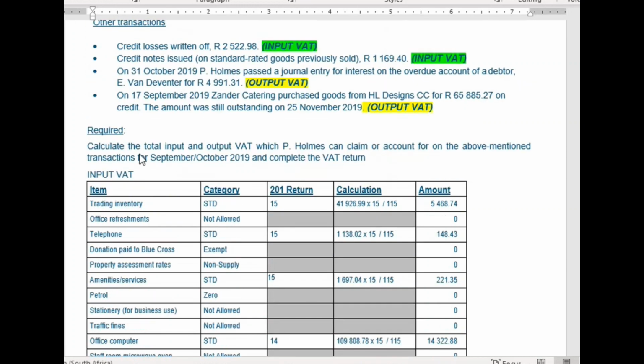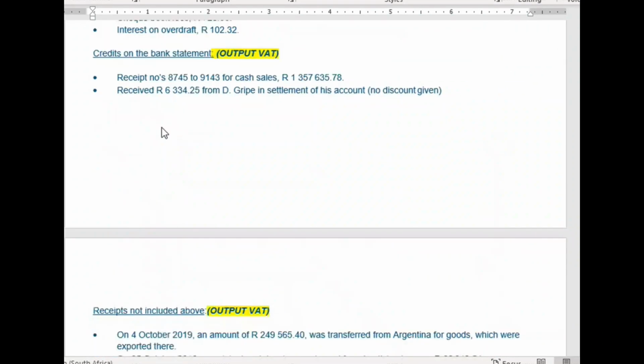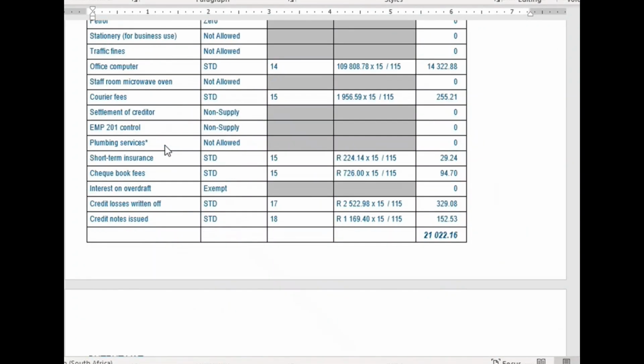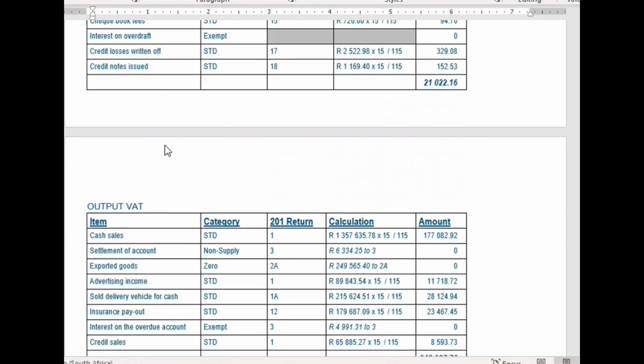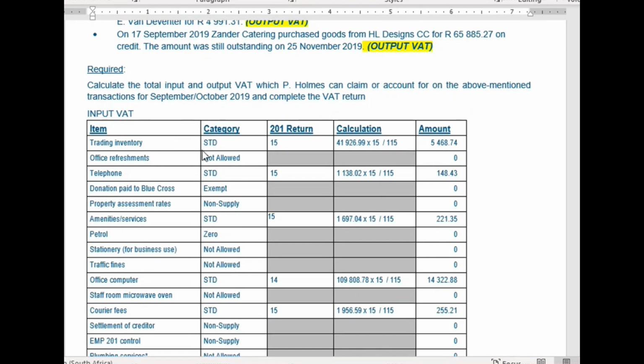So now everything that relates to input VAT, we put down in this column. Everything, okay? Whether VAT is really applicable or not. So we say trading inventory is standard, okay? On our VAT return, that is section 15. Now don't worry about it. When you have the VAT return in front of you, you will see section 15, okay?